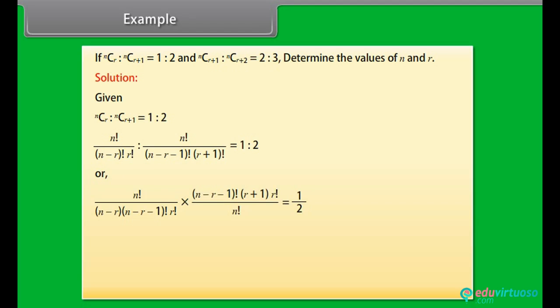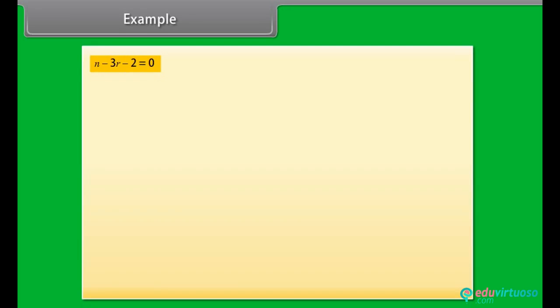Or n factorial by n minus r into n minus r minus 1 factorial into r factorial, multiplied by n minus r minus 1 factorial into r plus 1 into r factorial by n factorial, is equal to 1/2. Or r plus 1 by n minus r is equal to 1/2. Or n minus 3r minus 2 is equal to 0. Name it as 1. nCr+1 is to nCr+2 is equal to 2:3.